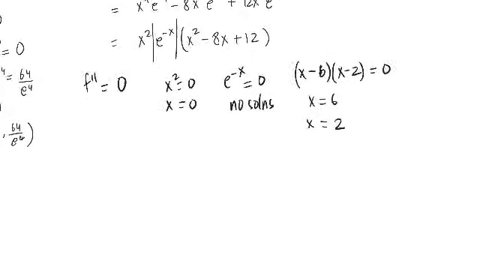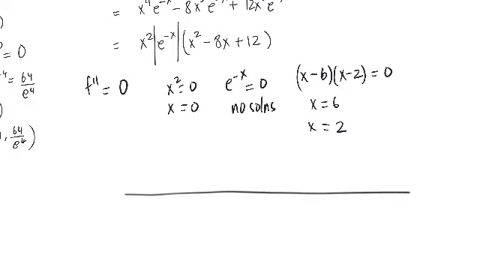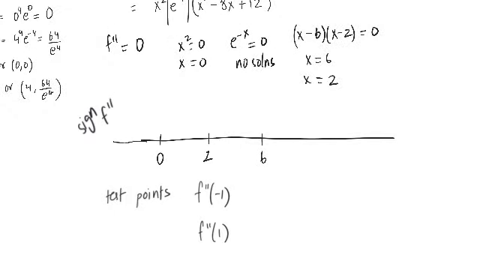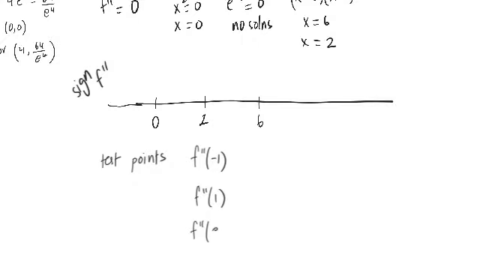So these are the places where f double prime, now this sign chart is a concavity sign chart, and I'm making it for f double prime, and I'm going to put 0, 2, and 6 on this sign chart, and then go ahead and think about f double prime. So we're thinking about the sign of f double prime. So my test points are going to be f double prime of negative 1, f double prime of 1, and I'll take f double prime of 3, and f double prime of 10. And that'll cover all my intervals.